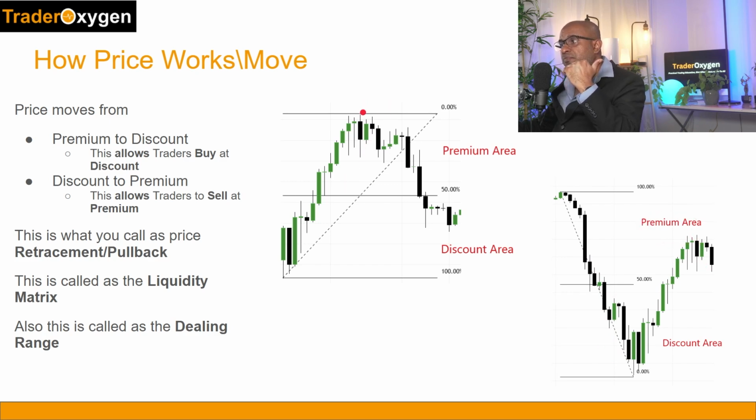The price moving from premium to discount in an uptrend, or the price moving from a discount into a premium in a downtrend, that is what you call a pullback. So when you figure out the premium and discount areas, that's what you call the liquidity matrix. Also, when you draw the fib, we call this area the dealing range.